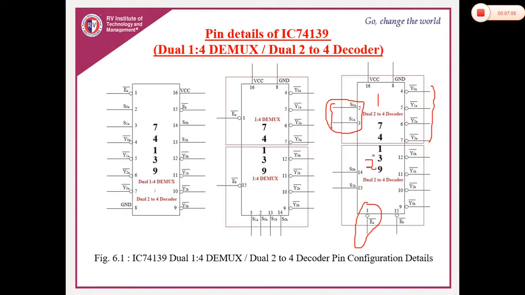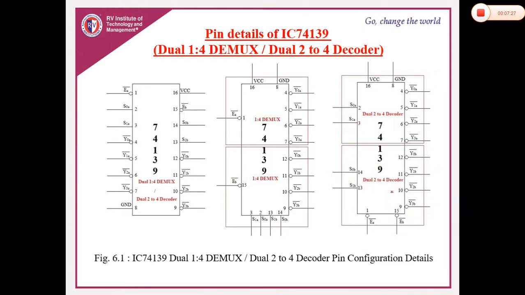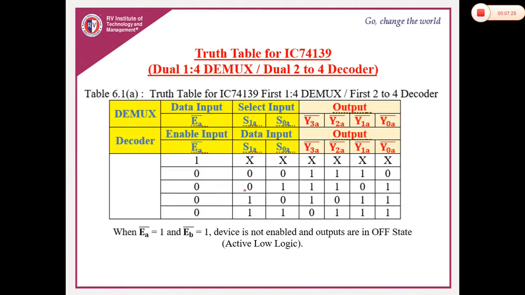Similarly, we have the second 2 to 4 decoder, where you can see two inputs and four outputs. Is it okay? For enabling that, we have to use the 15th pin of this IC, that is EB bar. If you enable this, then only it will be used. So this is the first and second dual 2 to 4 decoder. Then, after knowing this, the same truth table can be used here, for the first demultiplexer and decoder. So the same truth table can be used for explaining this IC.